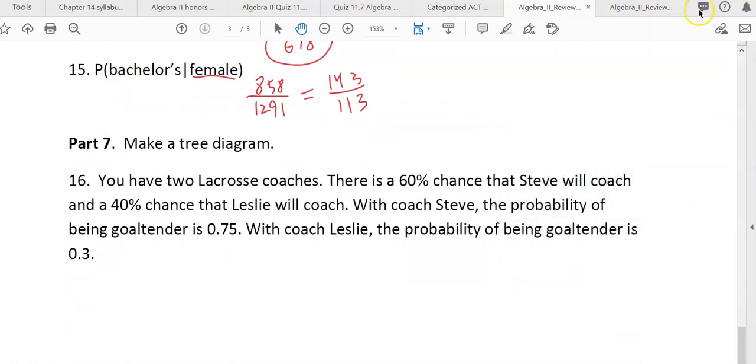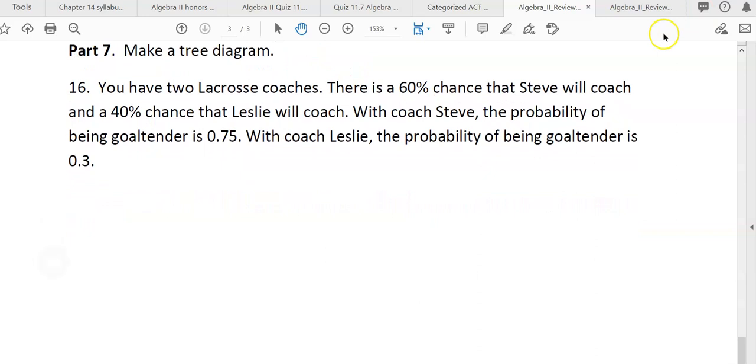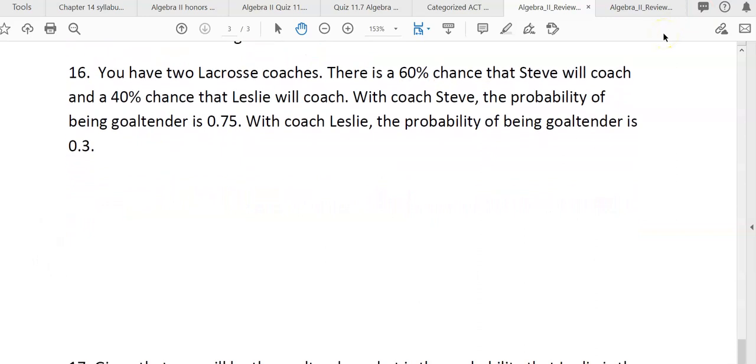Okay, let's just start making a tree diagram here. So you have 2 lacrosse coaches. There's a 60% chance that Steve will coach and a 40% chance that Leslie will coach. With Coach Steve, the probability of being goaltender is 0.75. With Coach Leslie, it's 0.3. So make your first decision, which I think is which coach.